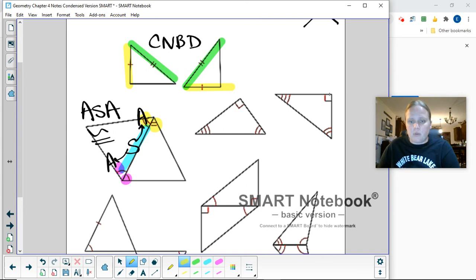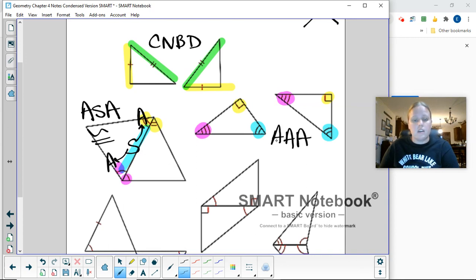Our next example over here on the right, we have a 90-degree corner, triple arc marks, and double arc marks. Now these two triangles, they look the same to me. But because this is angle, angle, angle, A, A, A, we cannot for certain determine that these two are congruent. So this one again is cannot be determined. You could also write that they are not necessarily congruent.